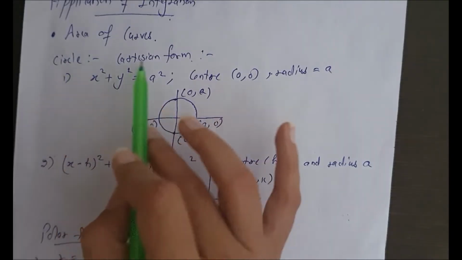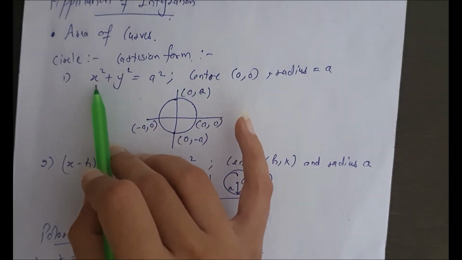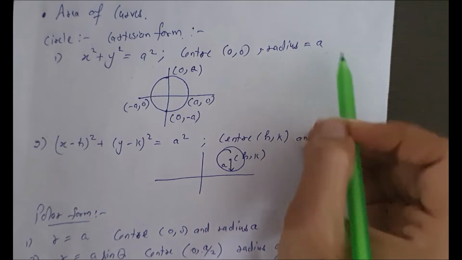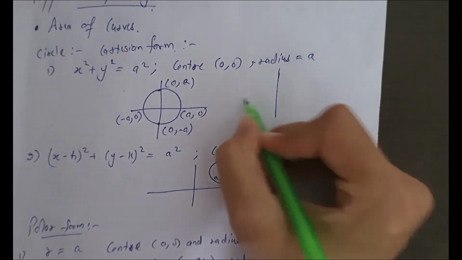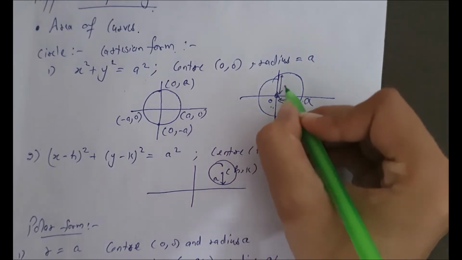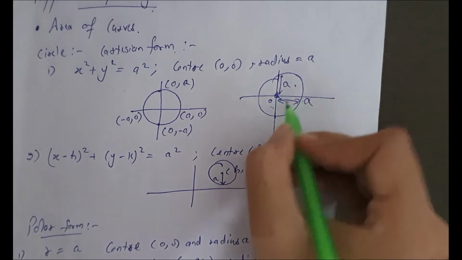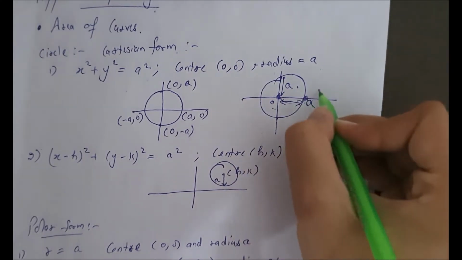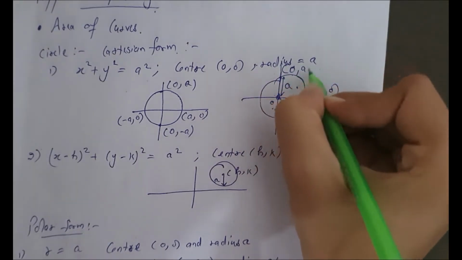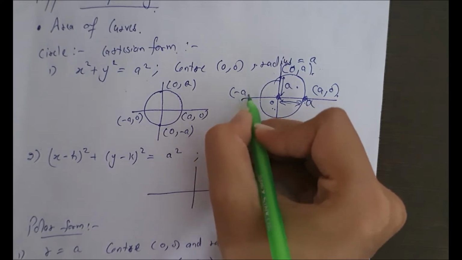Now first one is circle in Cartesian coordinates. Its equation is x square plus y square is equal to a square and radius is a. Then how we plot it? And its center is 0. If radius is a, then this will be a0, this will be 0a, similarly like that.